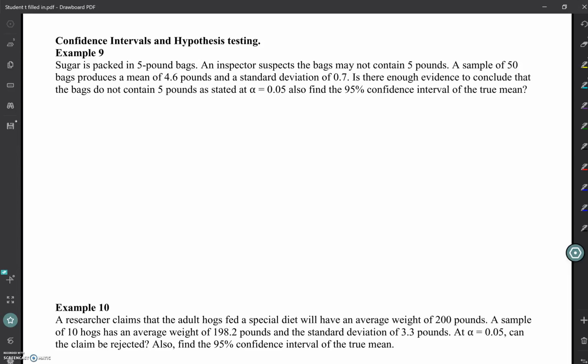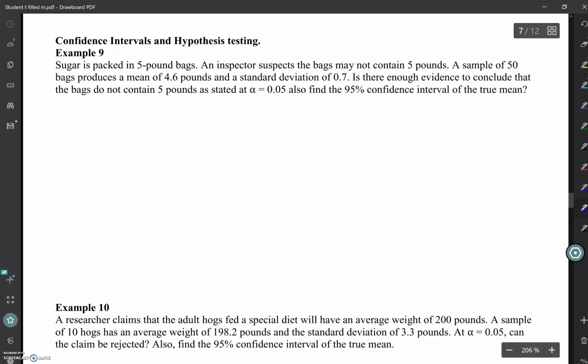So they've just asked you to test that the bags do not contain 5 pounds of sugar, and they've asked you for the interval. Either way I do this, I still need to identify what they gave me. So let's figure out what they gave me. What can we identify? N is 50.